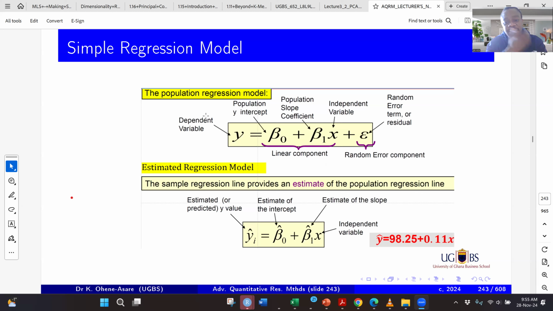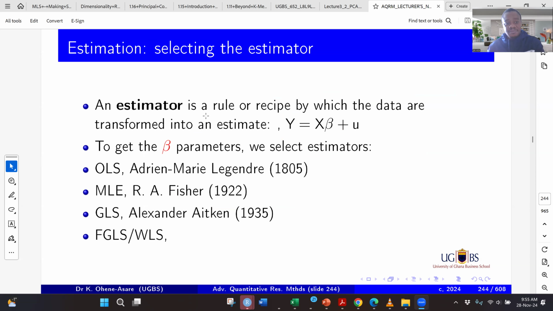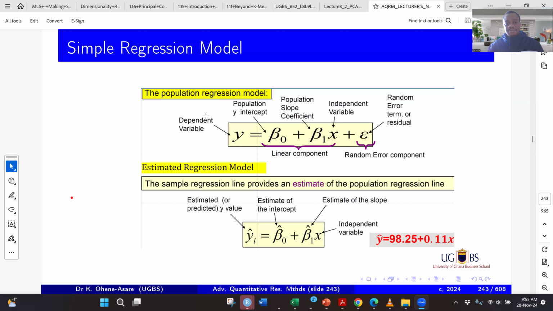Now let's come to the nitty-gritties. I'll spend some time here because what you see here is very deep, very deep. So pay attention. A regression is a model. What is a model? A model is a representation of reality.